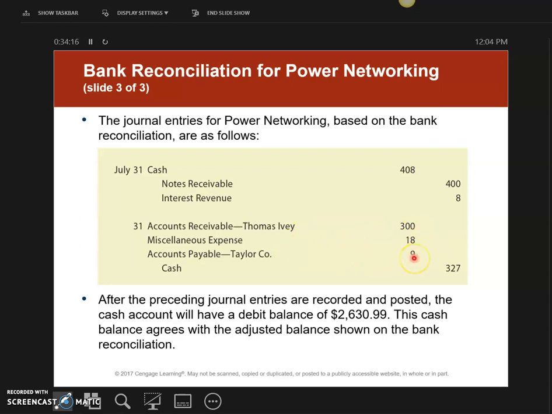And then that check error. This was a check I wrote. And remember what I said. Anytime there's an error with the check I wrote, it is accounts payable. So here's the journal entry to complete the bank rec. So only after I do this journal entry does anything actually change. Before this journal entry, nothing changes.